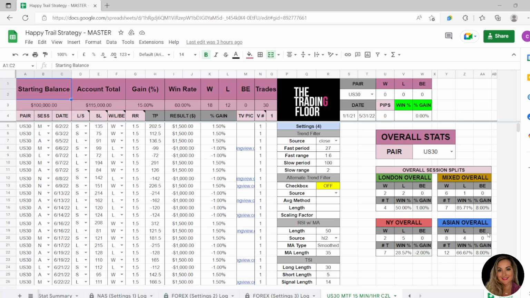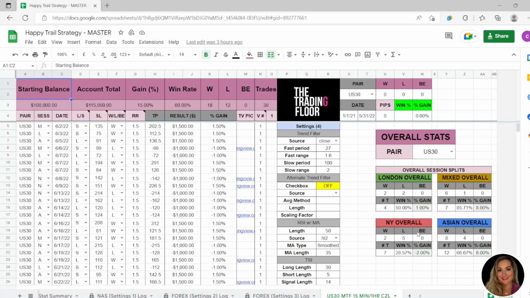Asian session actually does surprisingly well, considering there's not usually that much volume there, but you guys can see you have 8 wins, 4 losses, 12 total trades, a 66.67% win rate, 8% gain on the account as well for the month of June. So that's actually pretty nice to see that this worked out well for it. And yeah, so that's the results for this, what you guys can see here.